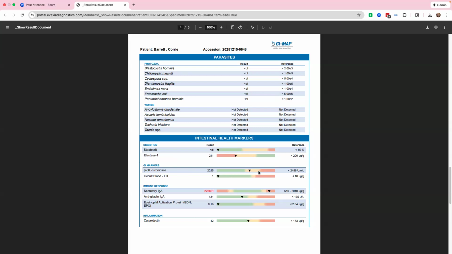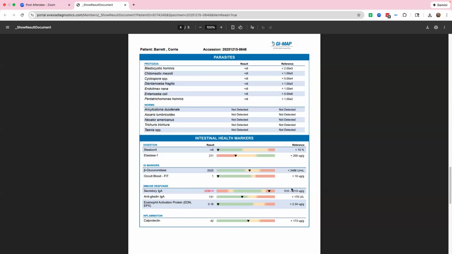Beta glucuronidase is in the yellow. The beta glucuronidase is a marker of detoxification. Sorry, it's not showing in the red, but it is in the yellow. It usually goes along with dysbiosis patterns, so it could just be here because you have some of those opportunistic things going on.